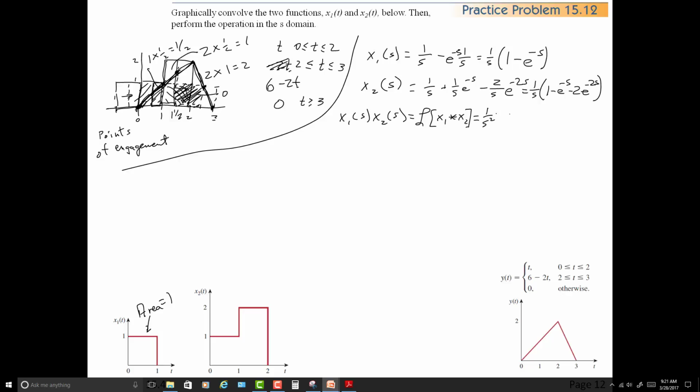Times all of this, let's see. I'm just going to take the pieces. So I took this 1 over s times this 1 over s. Now I'm going to take 1 times each of those. So that's 1 minus e to the minus s minus 2e to the minus 2s.